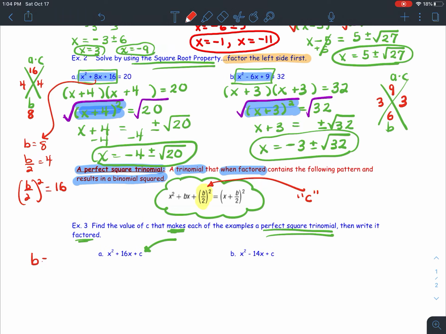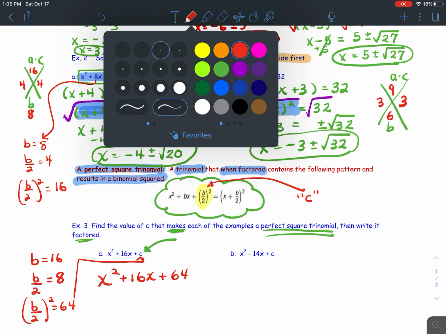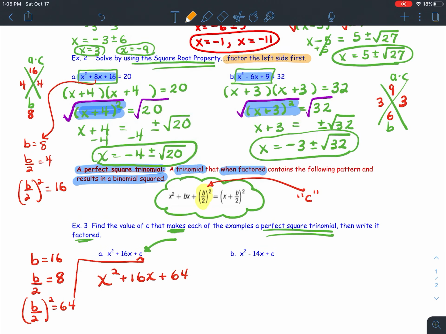So if I'm supposed to fill in the C value for this, I'm going to say, all right, well, first of all, the B value is a 16. If I divide that by 2, I get 8. And if I square the 8, I get a 64. So we're saying the C value should be a 64 in order for me to make this a perfect square trinomial.